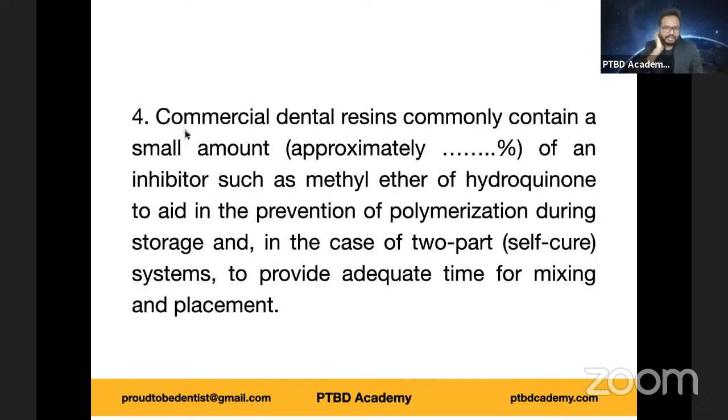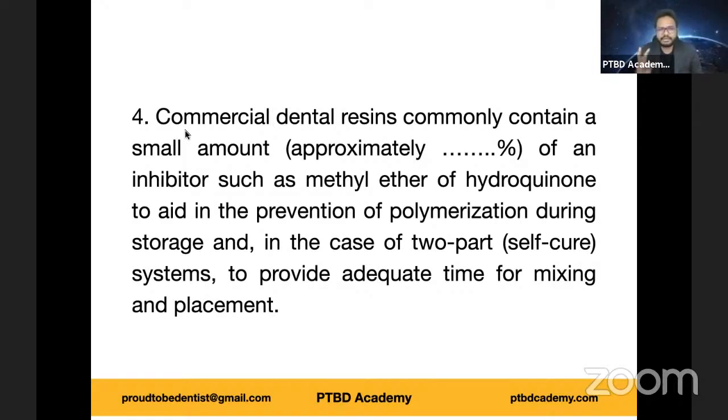Commercial dental resins commonly contain a small amount of inhibitor, as you're all aware of, such as methyl ether of hydroquinone, to aid in prevention of polymerization during storage, and in case of two-part systems, to provide adequate time for mixing and placement. There is an inhibitor. So how much amount of inhibitor is present? The number is very interesting. That's the very reason why I'm sharing this. Not that you should mug it up. And the previous two questions, second and third, consider them very, very important, and you need to memorize those values. First and fourth, okay, that's fine.